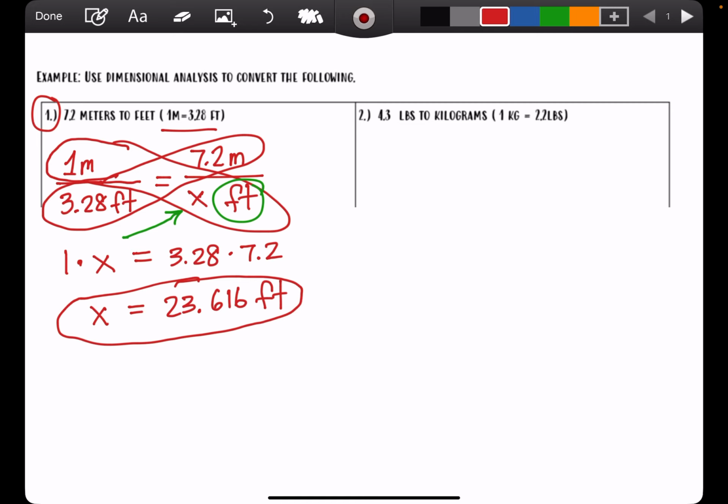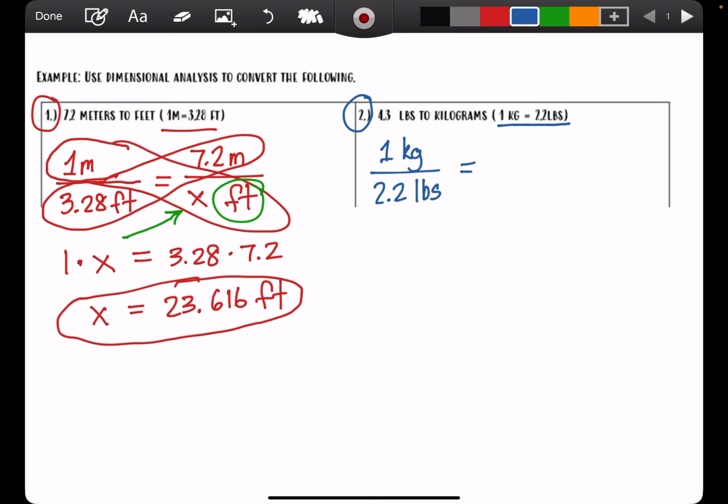So let's try it one more time. Example number 2, 4.3 pounds to kilograms. So we're converting pounds to kilograms. And it tells us 1 kilogram is equal to 2.2 pounds. So the first thing I want to do is set up my first ratio with what they've given me. So they give me 1 kilogram. So I'm going to write 1 kg compared to 2.2 pounds.